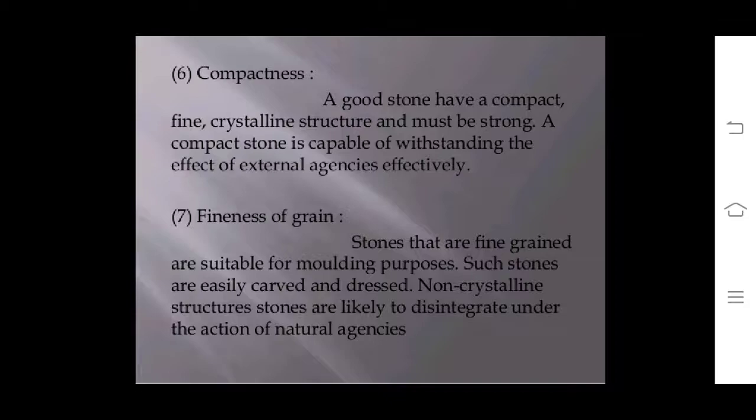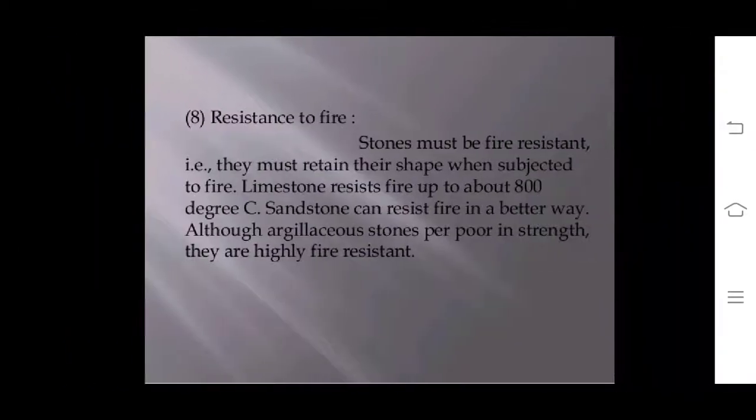The next property is compactness. A good stone has a compact, fine, crystalline structure and must be strong. A compact stone is capable of withstanding the effect of external agencies effectively. Fineness or grain size is one of the properties of building stone. Stones that are fine grained are suitable for molding purposes. Such stones are easily carved and dressed. Non-crystalline structure stones are likely to disintegrate under the action of natural agencies.